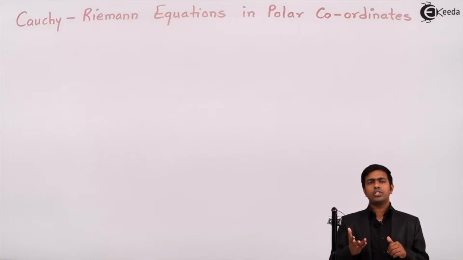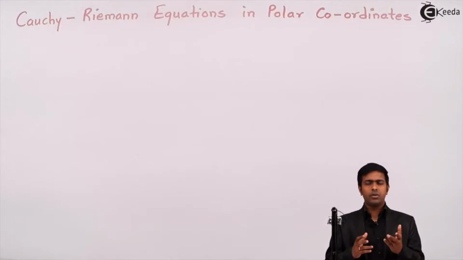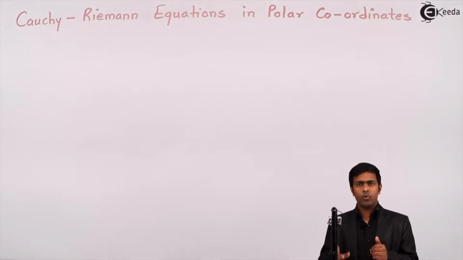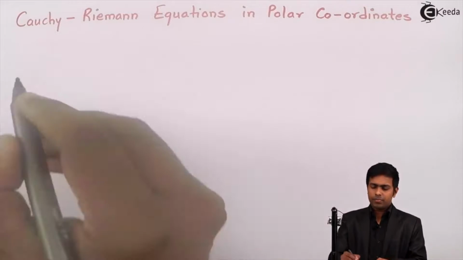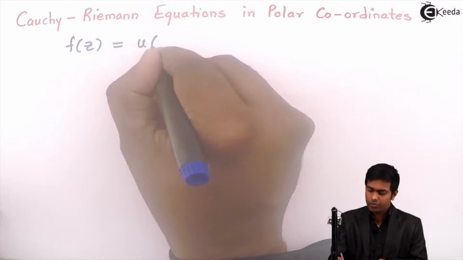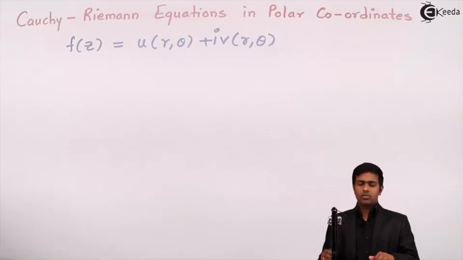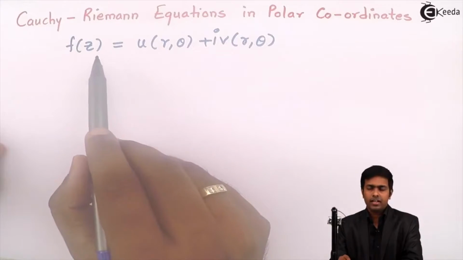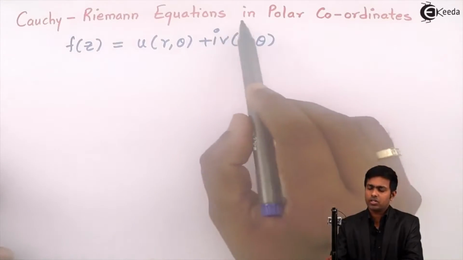Now, when do we use Cauchy-Riemann equations in polar coordinates? Whenever the given function is in terms of r and theta, at that time we use Cauchy-Riemann equations in polar form to prove the function is an analytic function. So let's assume that f of z is equal to u plus iv, where u and v are both functions of r and theta. In such cases, if we want to prove that the function is analytic, then we will use Cauchy-Riemann equations in polar coordinates.